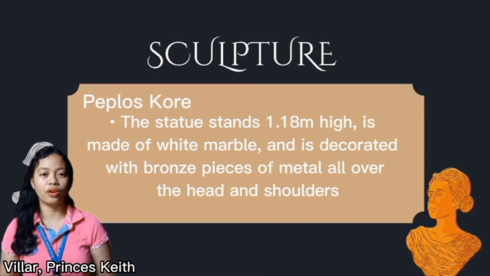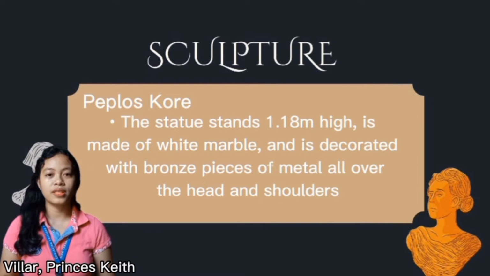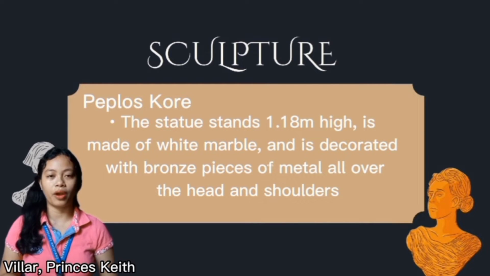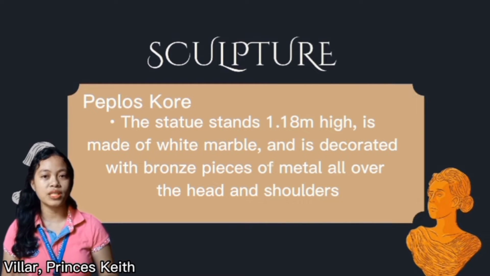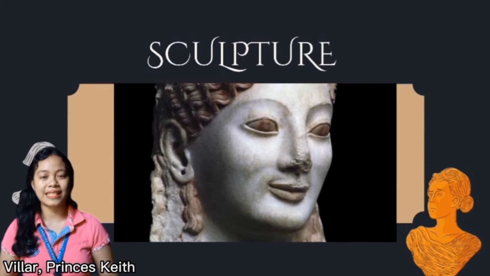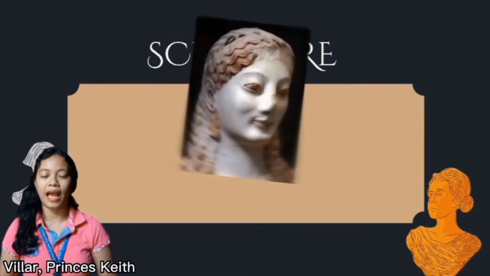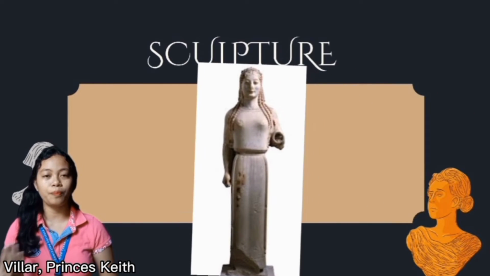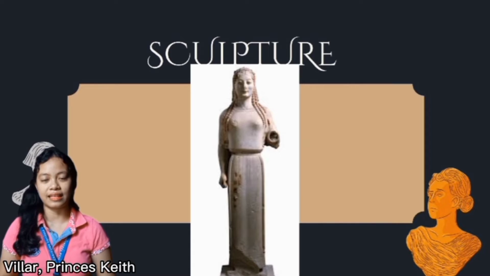Kore means pure girl, and a peplos was a shawl worn by women in Greece. The statue stands 1.18 meters high, is made of white marble, and is decorated with bronze pieces of metal all over the head and shoulders. Its facial features are beautifully carved, demonstrating the skill and artistry of the craftsmen at the time. The Peplos Kore is now kept in the Acropolis Museum in Athens.